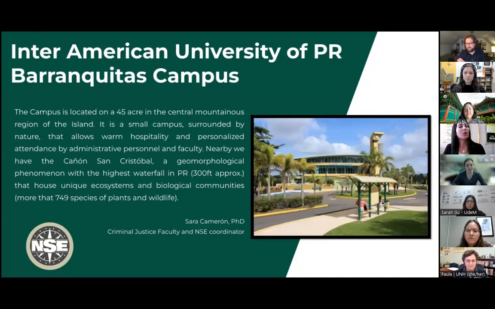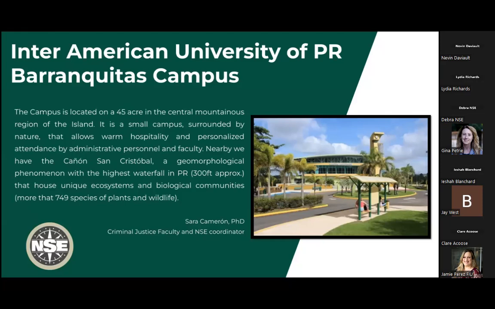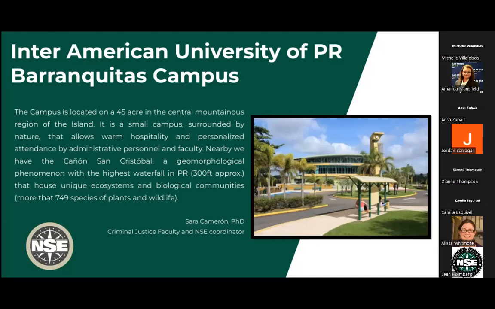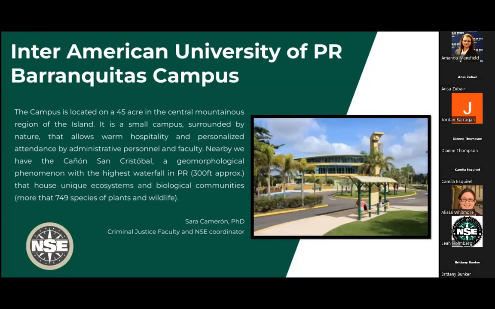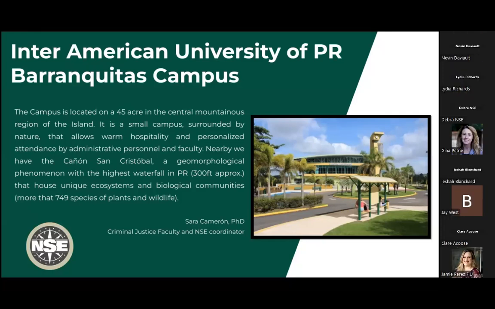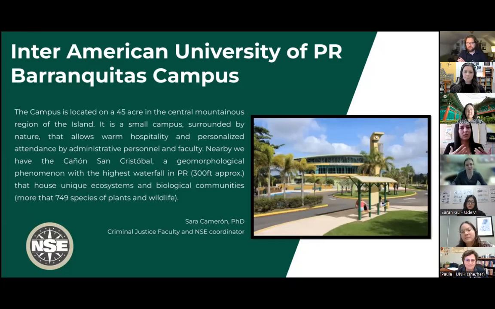Our campus is located on 45 acres in the central mountainous region of the island. It is a small campus, approximately 1,500 students, surrounded by nature, I have to say, which makes it warm. There is also a lot of hospitality, because it is a small campus. We personalize the attendance of students by administrative personnel and also by faculty.